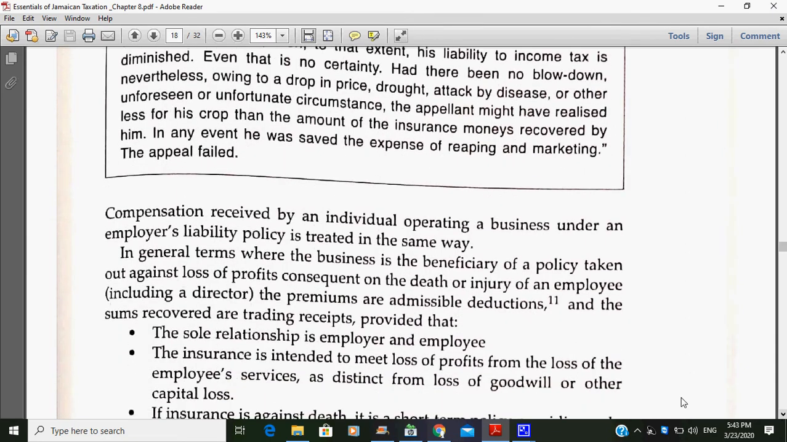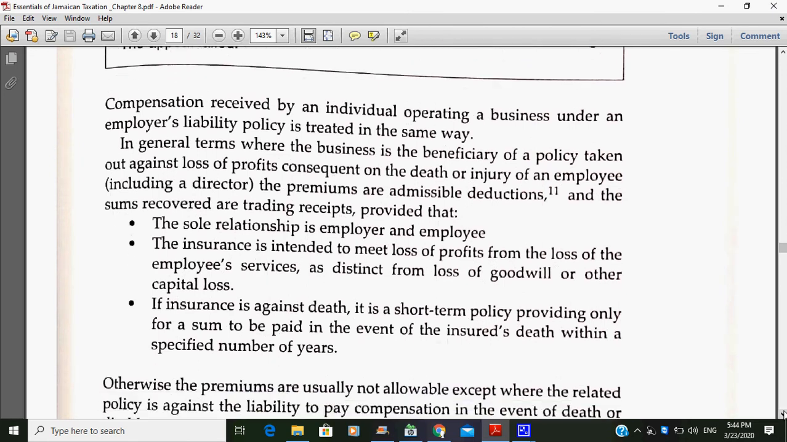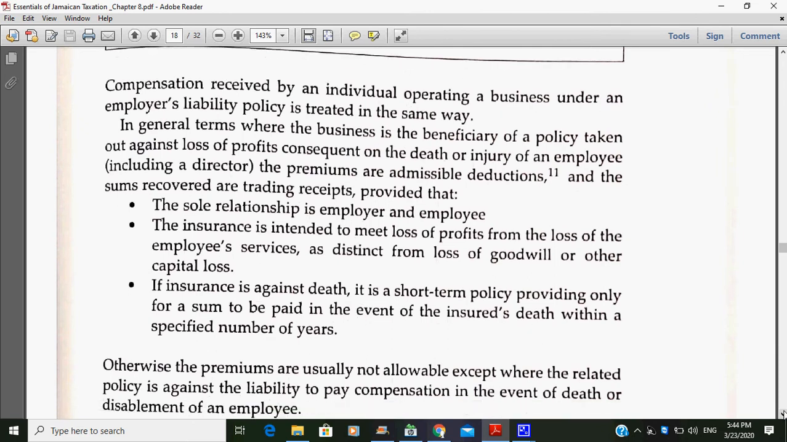Compensation received by an individual operating a business under an employer's liability policy is treated in the same way. In general terms, where the business is the beneficiary of a policy taken out against loss of profits consequent on the death or injury of an employee, the premiums are admissible deductions, and the sums recovered are trading receipts, provided that the sole ownership is employer and employee. The insurance is intended to meet loss of profits from the loss of the employee's services, as distinct from loss of goodwill or the capital loss.